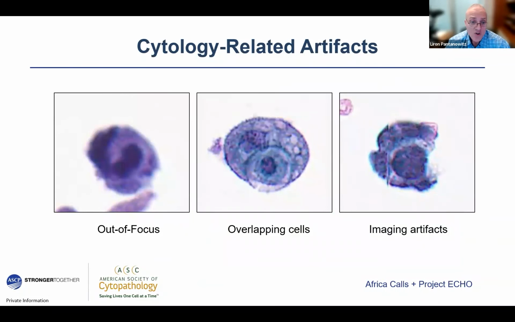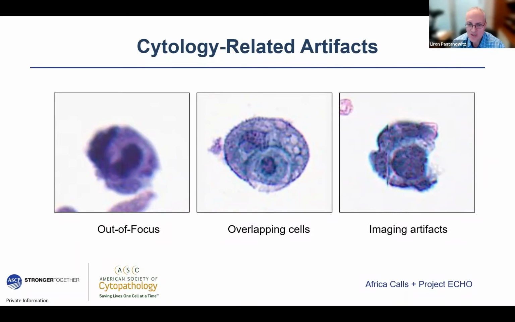I also wanted to show you some examples of the artifacts that have to be overcome when you ask a computer algorithm to analyze cells in cytology material. Here are just 3 examples. On the left, those are urothelial cells in urine cytology, and it's out of focus. It wasn't volumetric scanning, so that's just a one-plane scan, and you can see that's out of focus. So it's hard for the algorithm to actually determine what that detail is.